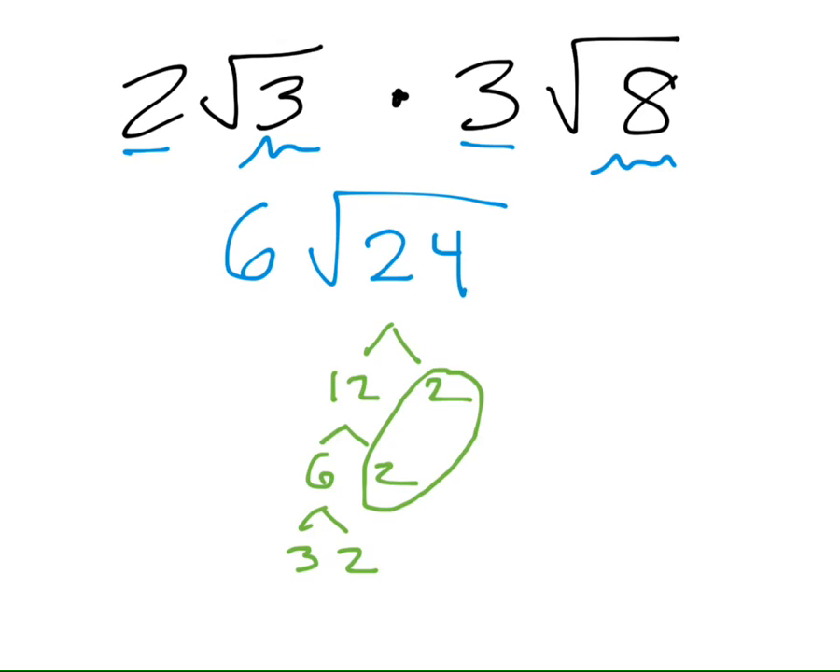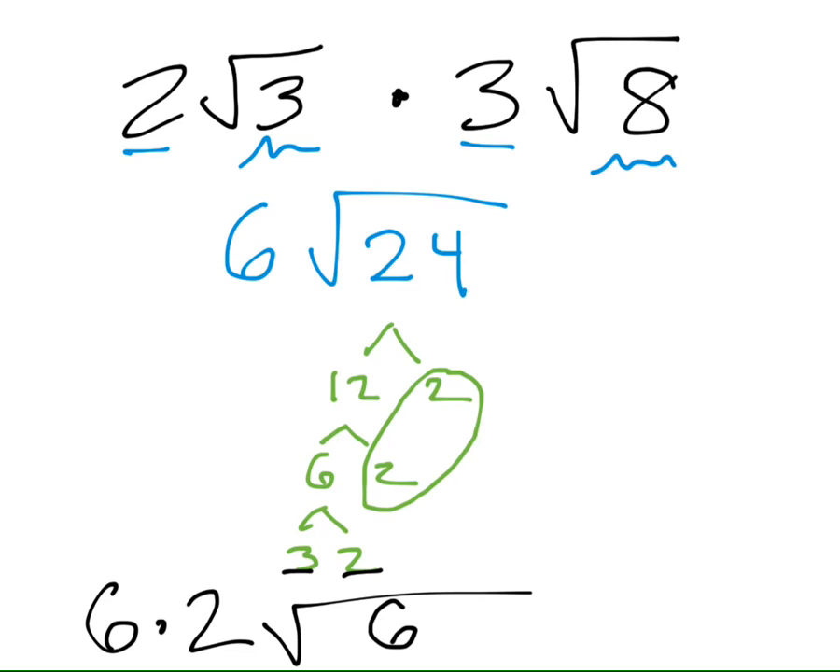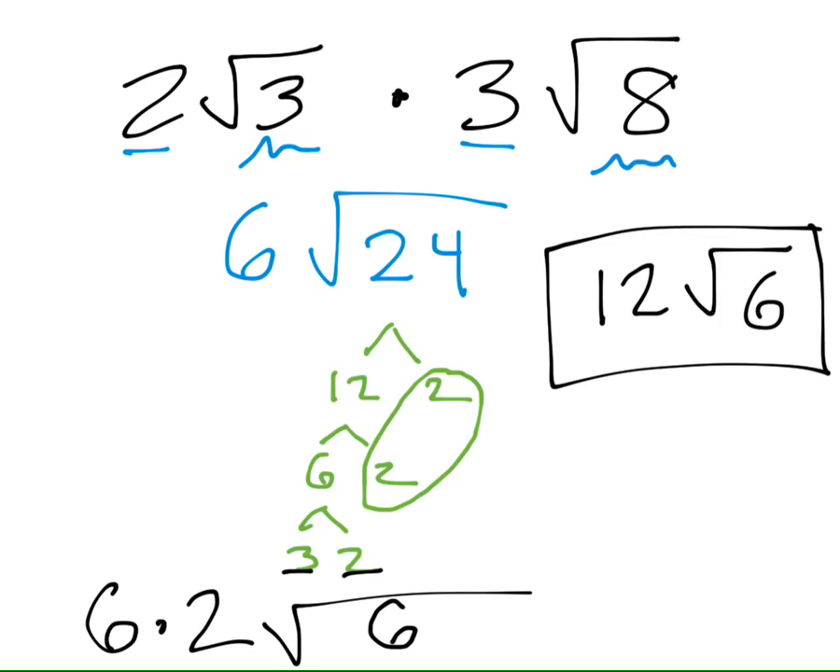Okay. So I pull out one of those 2's, which means I'm left with 6 times 2 on the outside because I have the 6 from before and I pulled out one of the 2's. On the inside, I'm left with this 3 and this 2. And whatever's left on the inside just gets remultiplied back together, and it becomes a 6. So the final answer would be 12 radical 6 would be the simplified answer to this expression.